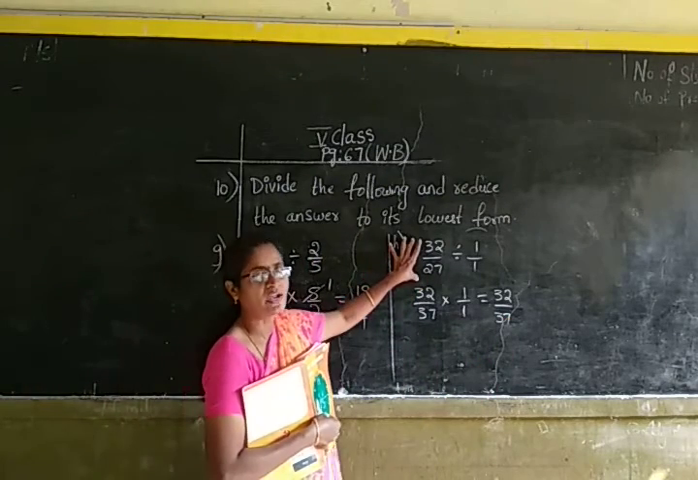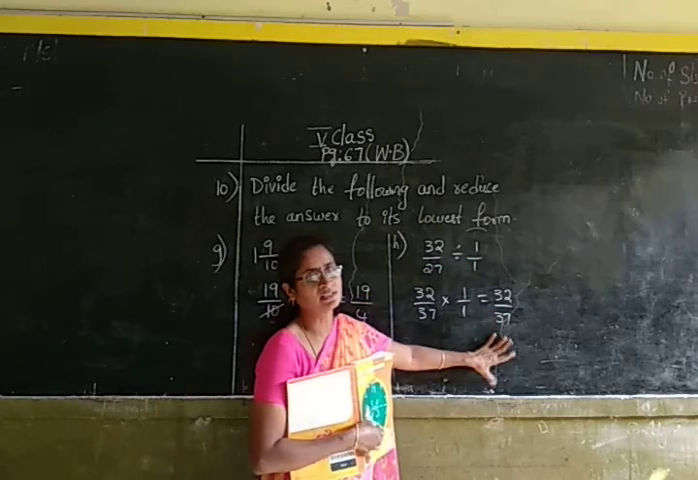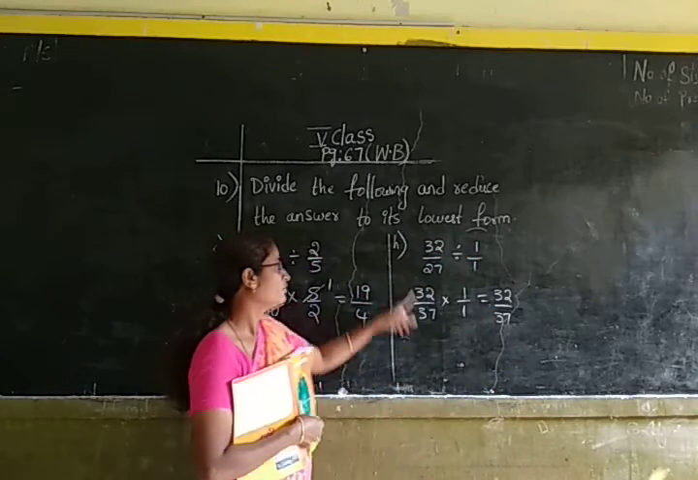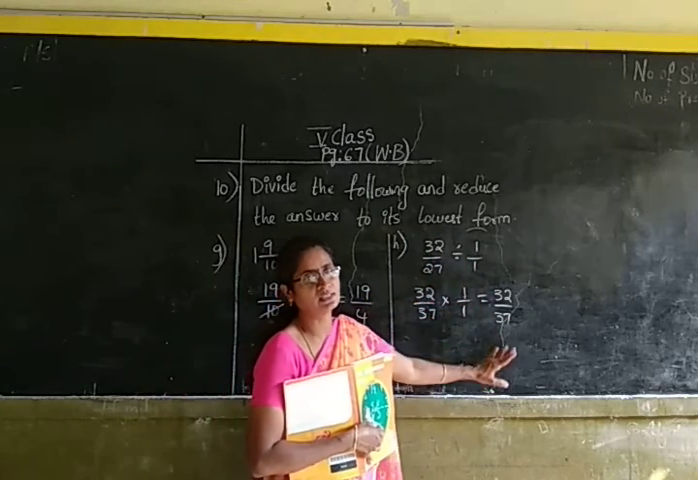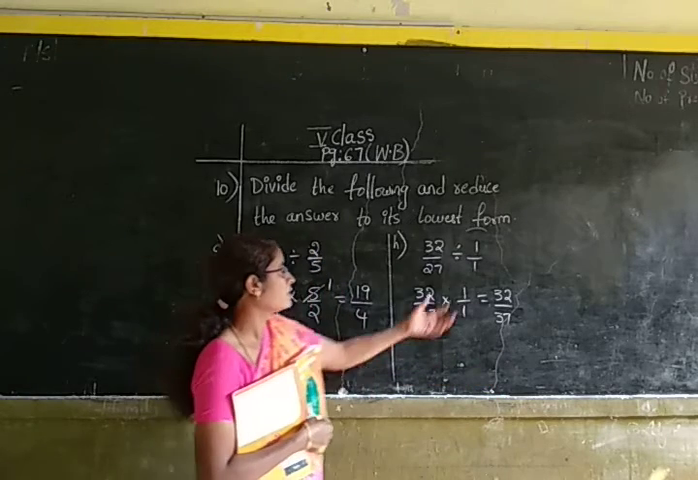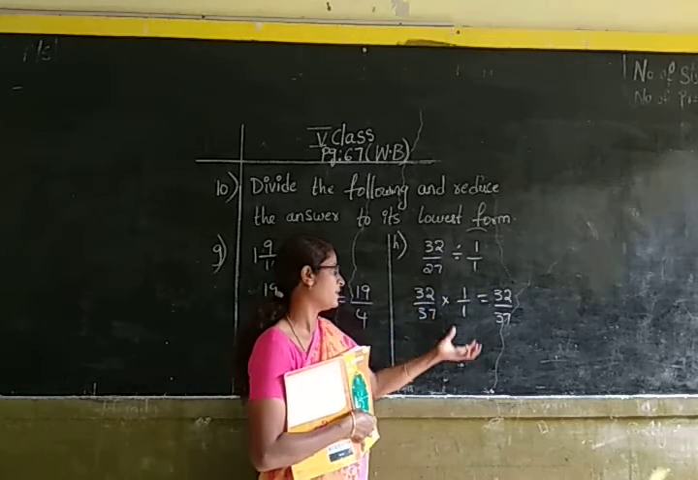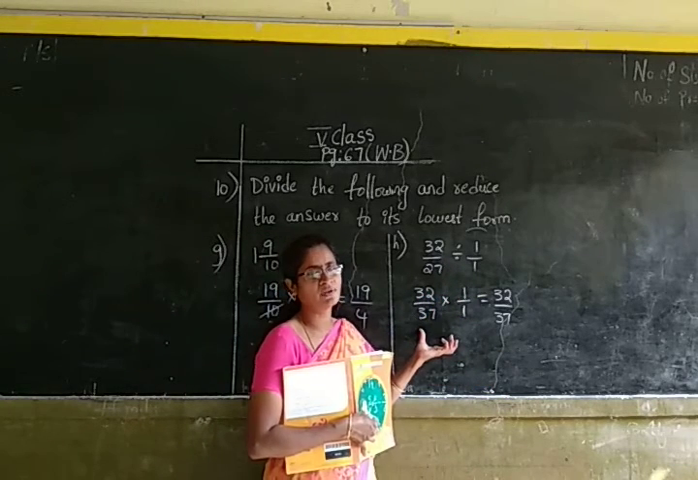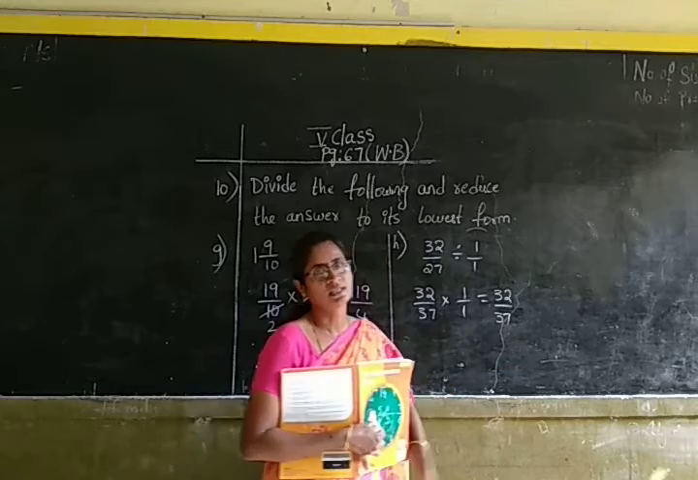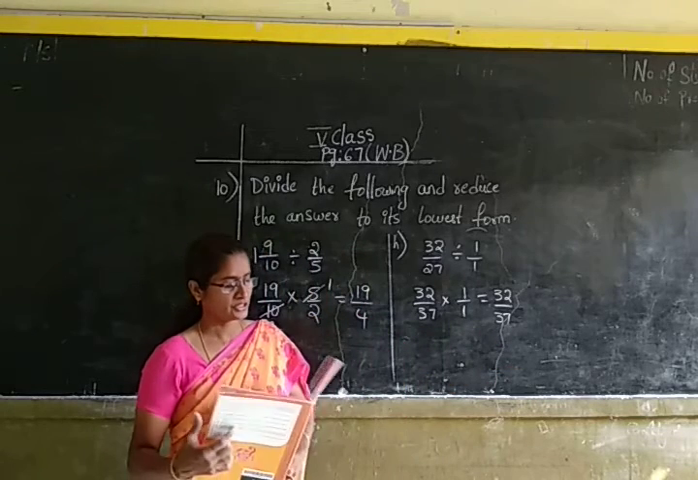Which means if you divide a fraction with 1, you will get the same fraction. Because the reciprocal of 1 by 1 is 1 by 1. So if you multiply any number with 1, you will get the same fraction. Okay children? Did you understand?